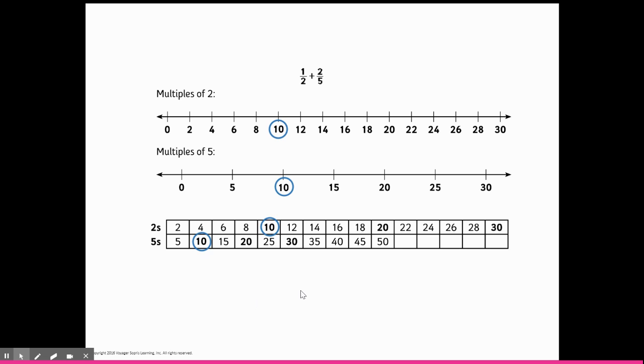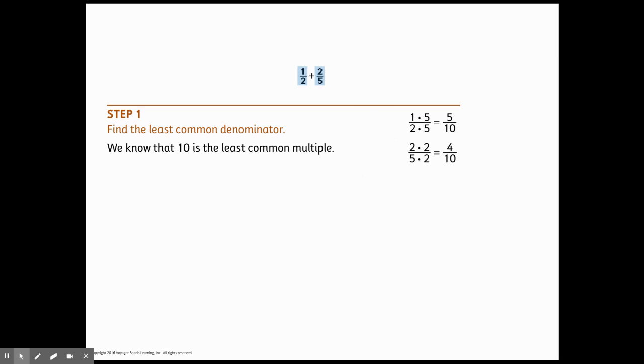Now we'll solve the problem. First, we identified our common denominator, and this is the least common multiple of 2 and 5, which is 10. Now we will use multiplication to make each denominator a 10. So we took 1/2 and we wanted to get the 2 to a 10, so we multiplied 1/2 by 5 to give us 5/10. Then we took 2/5, and again, we wanted to get the bottom number to a 10, so we multiplied 2/5 by 2 to give us 4 out of 10.